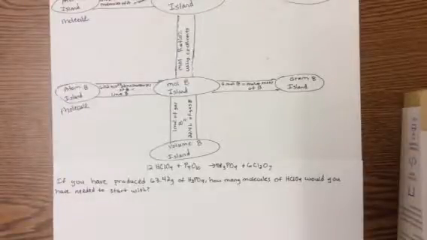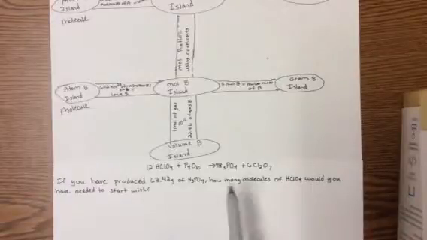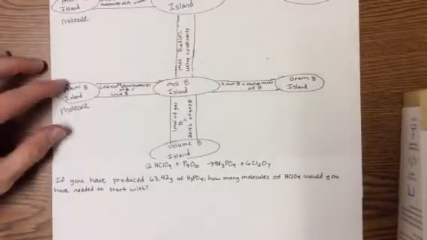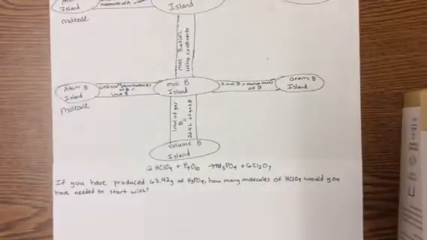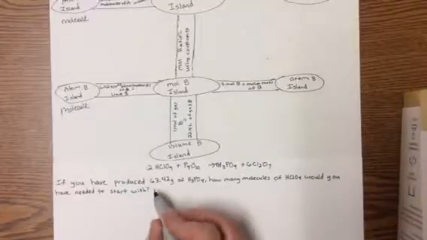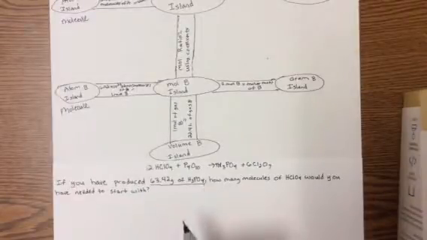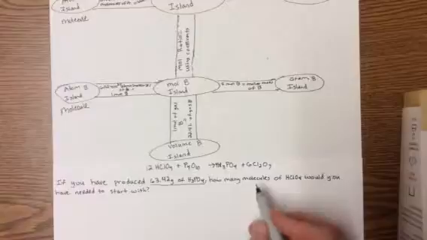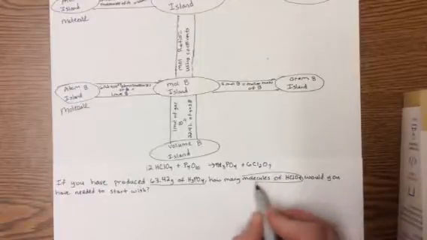Okay, we're going to look at how to use our mole island map to do some stoichiometry problems. Here we have a balanced equation, and we're going to need one of those to do this. Now in our problem, it says if you have produced 63.42 grams of H3PO4, right here, how many molecules of HClO4 would you have needed to start with? So I'm going to underline what's given to me in my equation, or my question, and I'm going to circle what they're looking for.